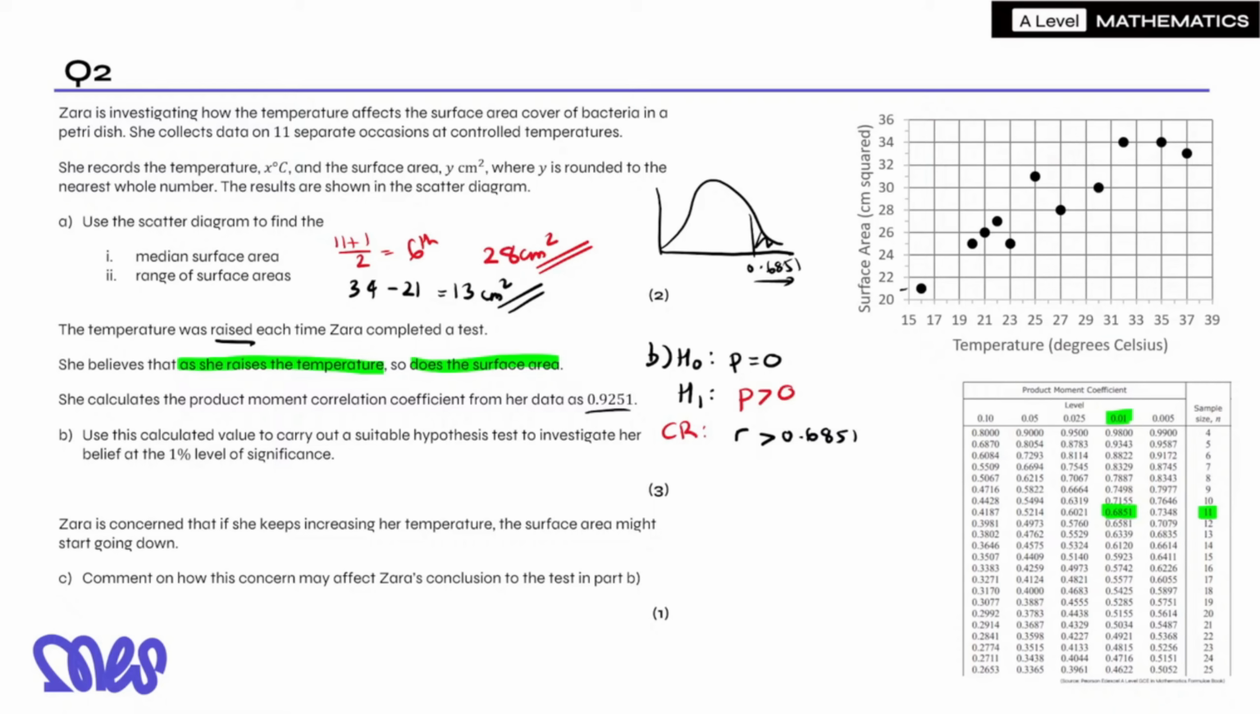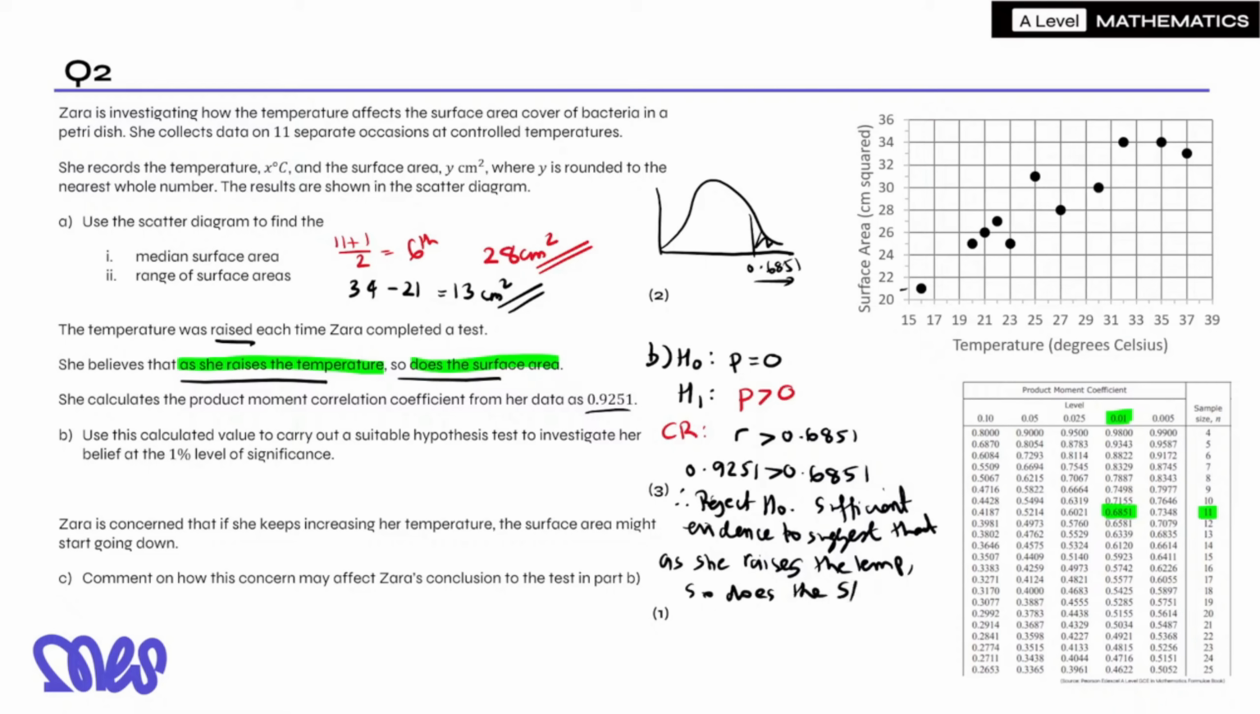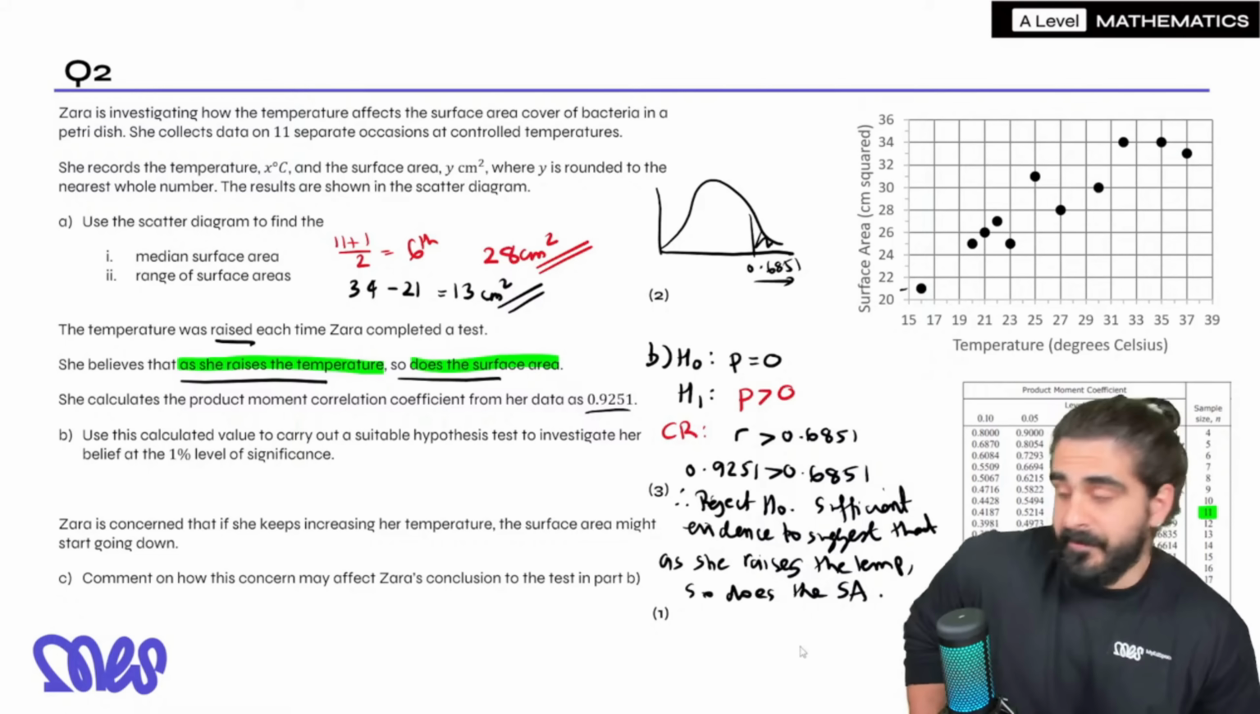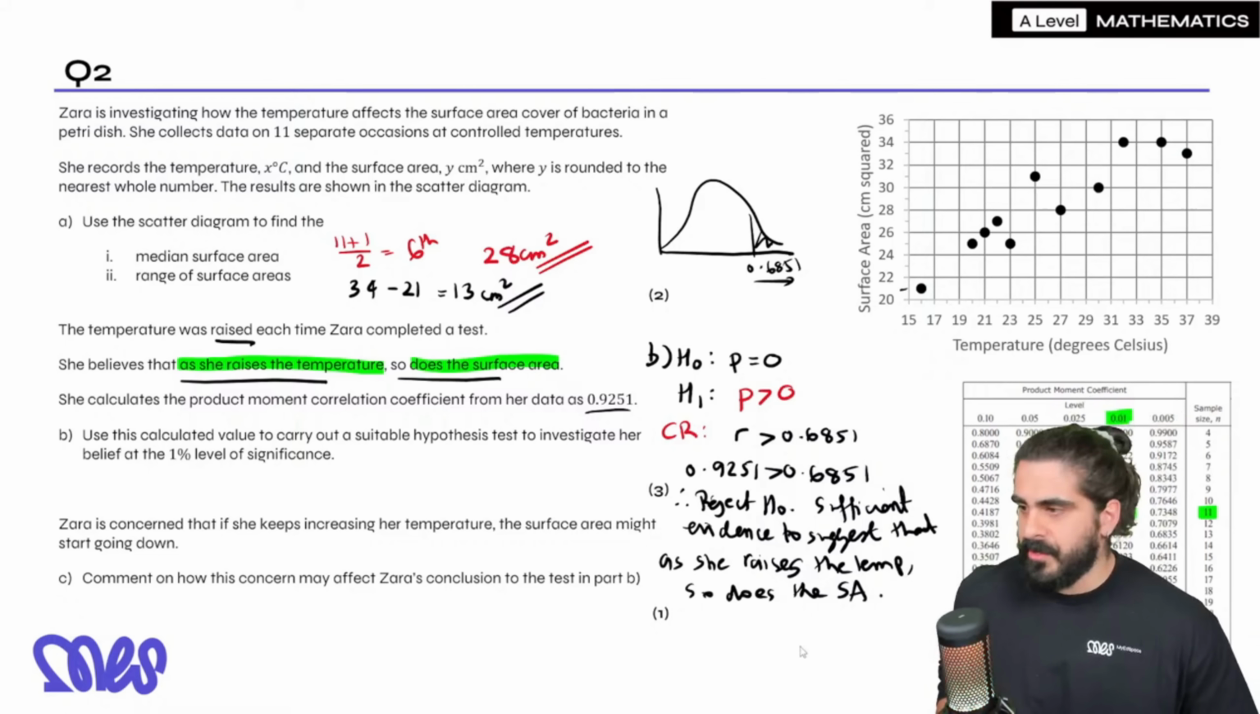So we got 0.9251. So we're going to say 0.9251 is greater than this. Therefore, we reject H0. Yeah, there's sufficient evidence to suggest that we can say as she raises the temperature, the surface area does too. I'm just going to say SA for surface area. Nice. These are always the easiest 3 marks in the statistics paper. And for sure, guys, they're going to put this in the statistics paper.